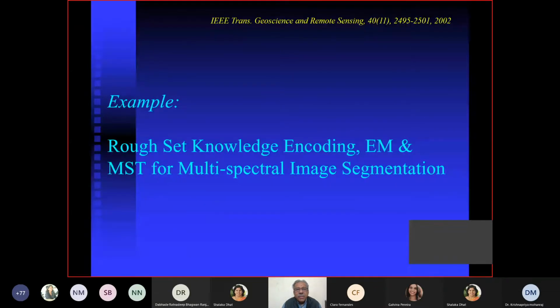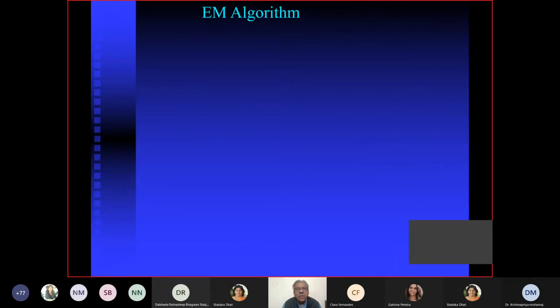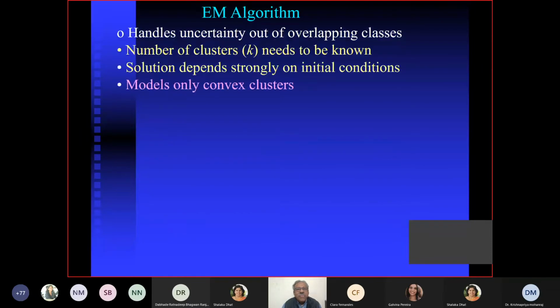Now I'll show some examples of rough set knowledge encoding for expectation maximization. Many of you might know the EM algorithm, a statistical approach, and minimal spanning tree, a graph theoretic model, for multispectral image segmentation. Again, segmentation is an unsolved problem. That's why you can still deal with this problem today, particularly when you have heterogeneous and large data sets. So what is the EM algorithm? What are the merits? As we know, it can handle uncertainty out of overlapping classes, because it is based on statistical probability theory.